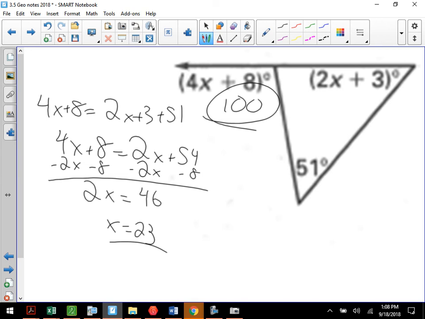Yeah, the one it touches. Yeah, the other one it touches would be 80, and then the 2x plus 23 has to be 49, because if you think about it, 51 plus what is 100? So if it doesn't equal 49, you screwed up. All right.